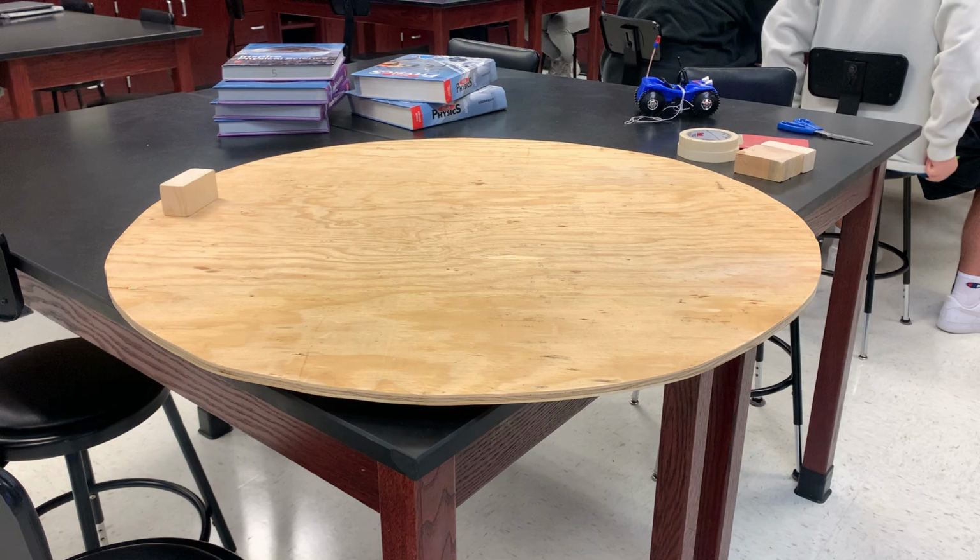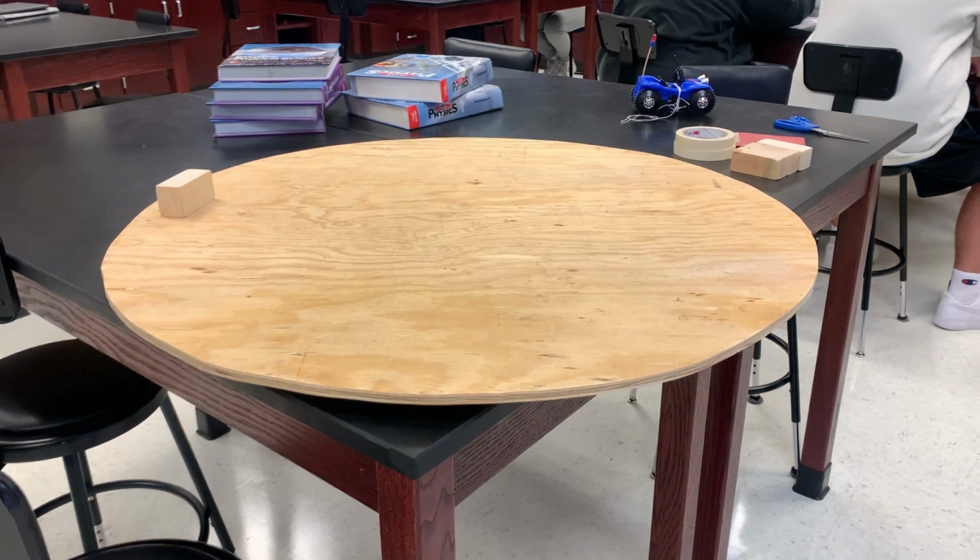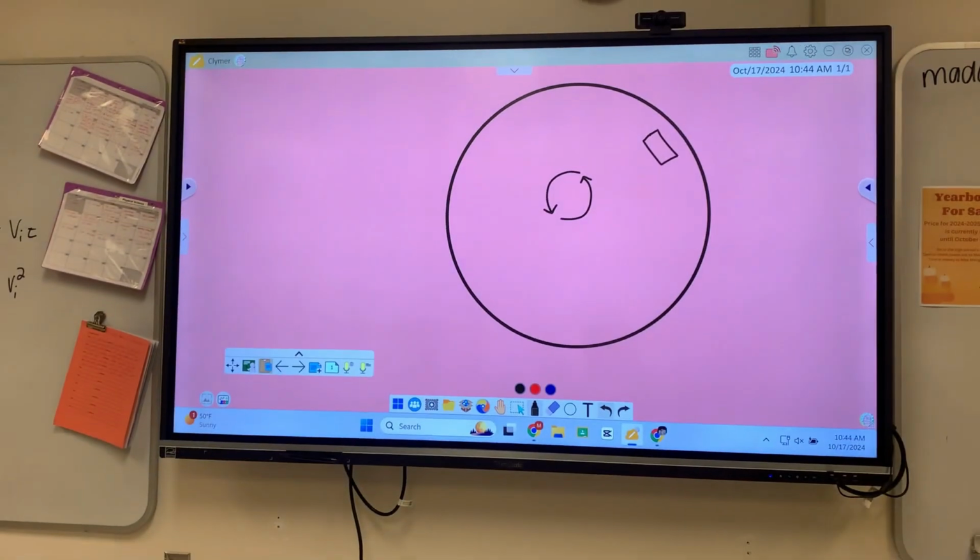So let's think about how all of this works, how it worked in the problems.